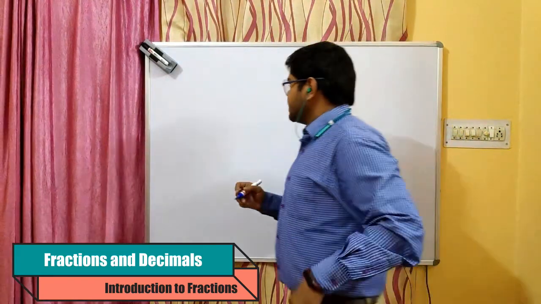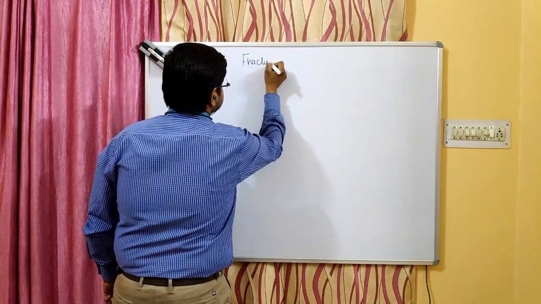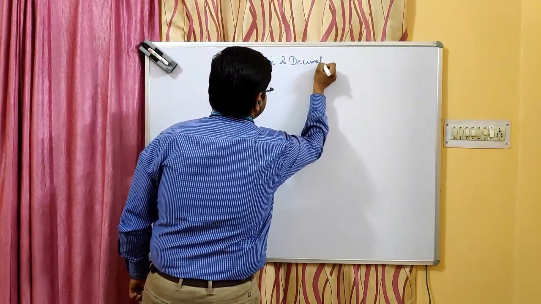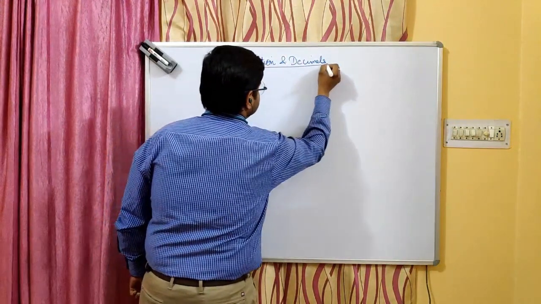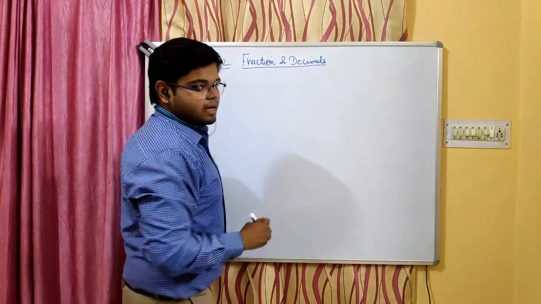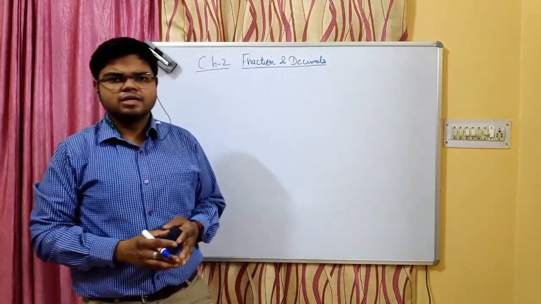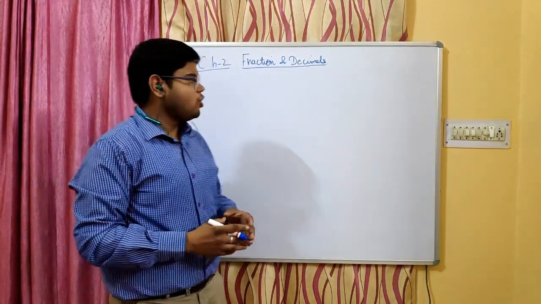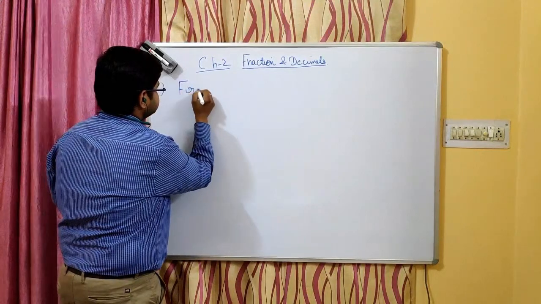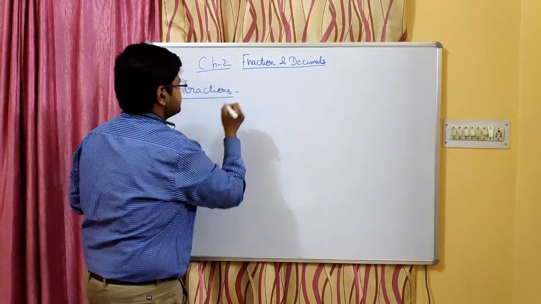This is the second chapter that you will be doing: Fractions and decimals. And before going into the chapter, we need to revise what fractions are. As you have already discussed, I suppose, in class 6, you must have discussed fractions. But let me go through the topic again.